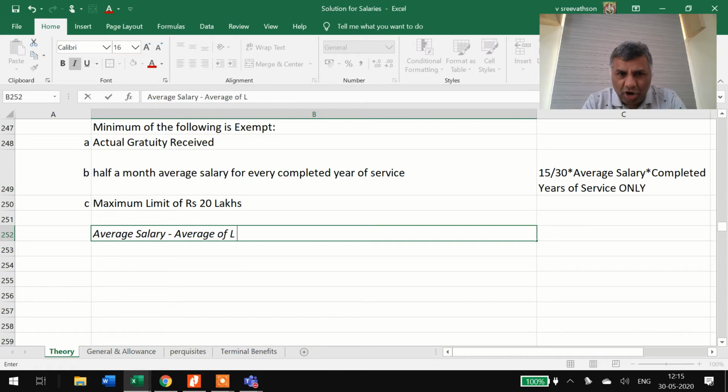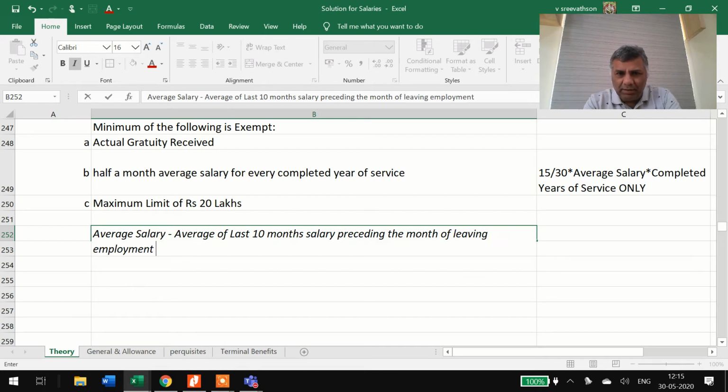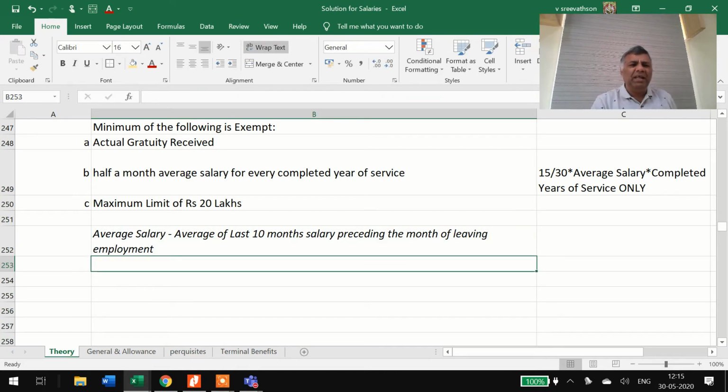Average of last 10 months salary preceding the month of leaving employment. Average of last 10 months salary preceding the month of leaving employment.